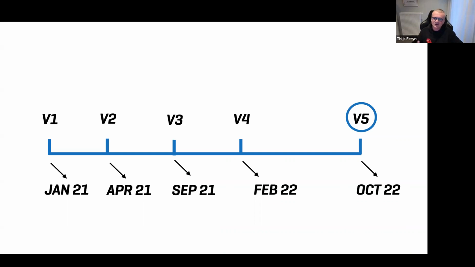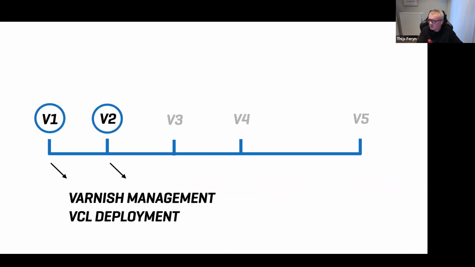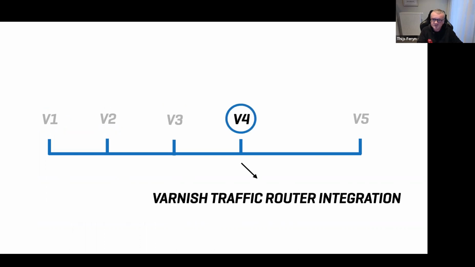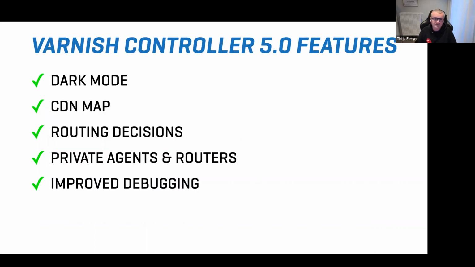And as you could see, it started in January of 2021, and when October 22 came along, we had V5. V1 and V2 primarily focused on the core mission: managing Varnish servers, knowing where they are, knowing how to reach them, and knowing how to deploy VCL code to them. V3 was primarily about dashboards and making the GUI look nice, as well as distributed cache invalidation. V4, which was released last year, was all about the integration of the traffic router, making it easy to route requests to the right Varnish nodes. And now we're going to talk about Varnish V5. What's new in Varnish V5? Well, from an aesthetic point of view, it's a minor detail, but a lot of people using it like it.